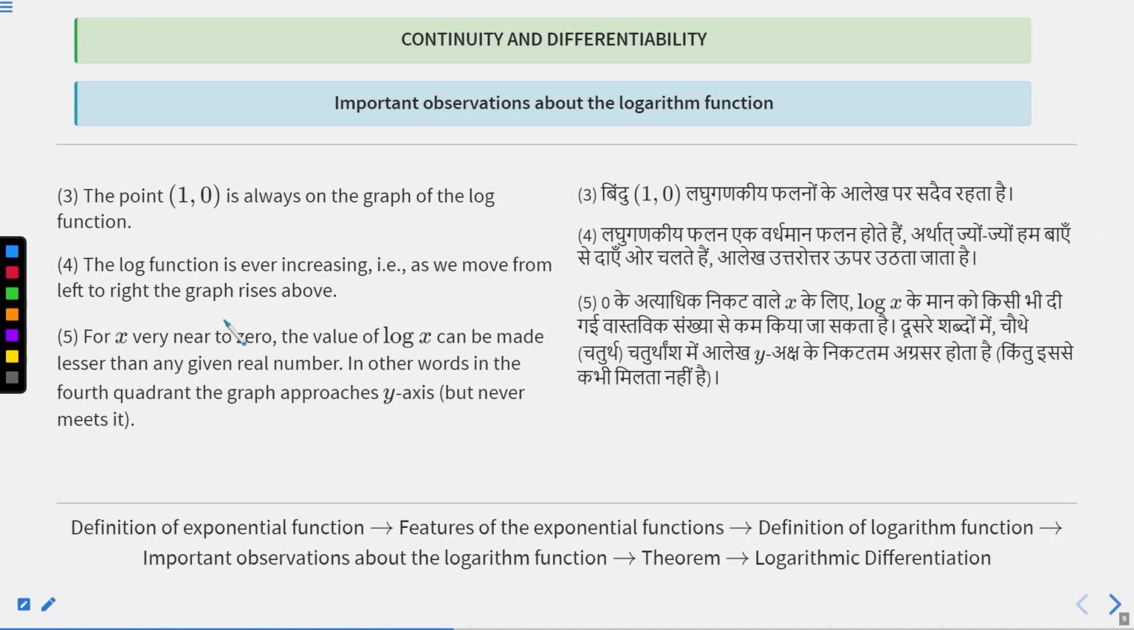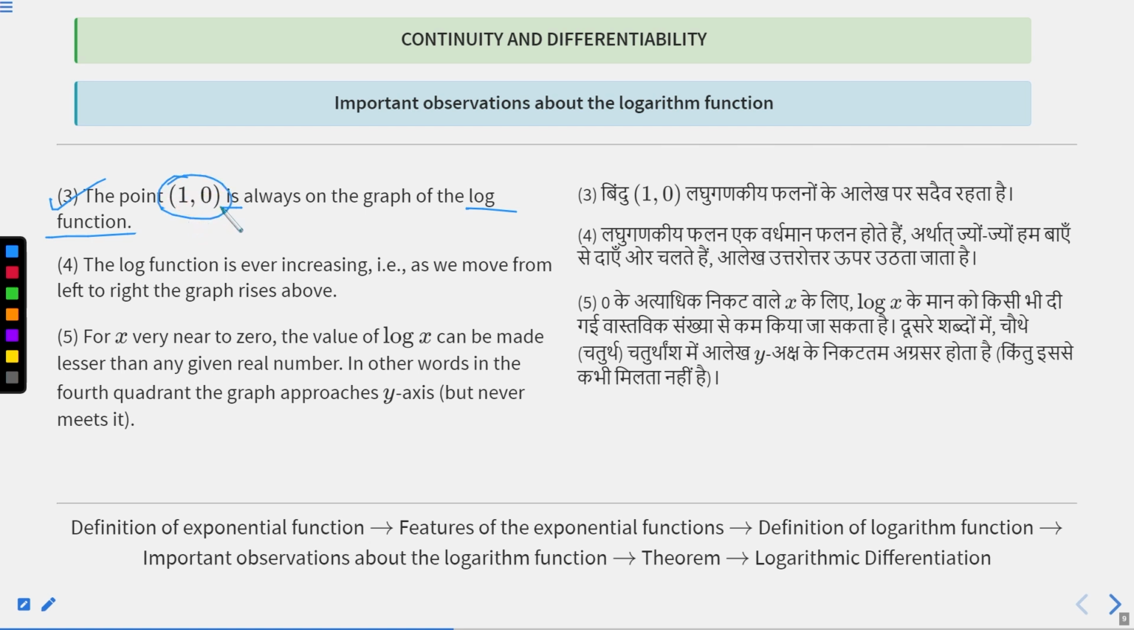So, other points, other features. The point (1, 0) will be on the graph of the log function. If you try to use a calculator to graph the log function, or if you Google it, you will find out that in the exponential function and in the logarithmic function, you will always get this point there.